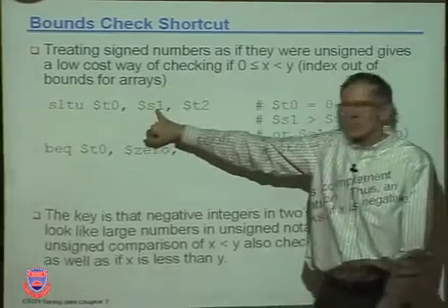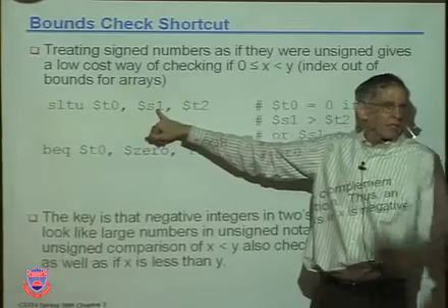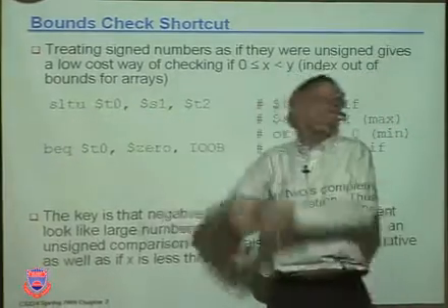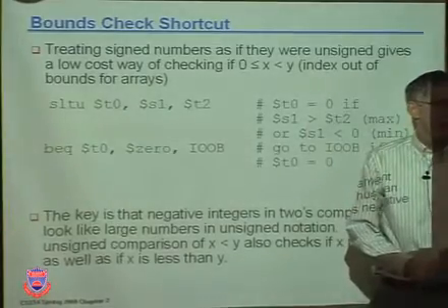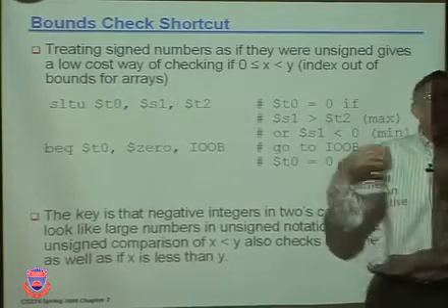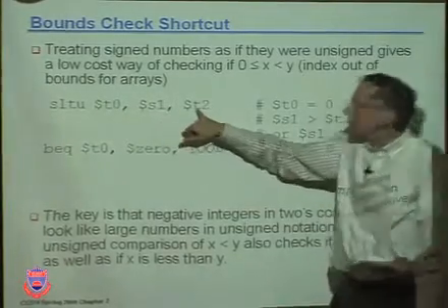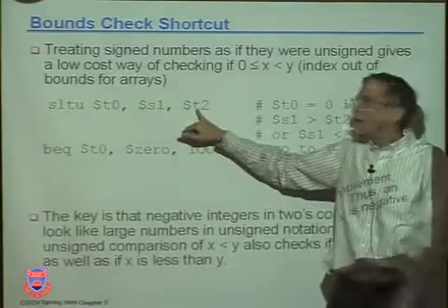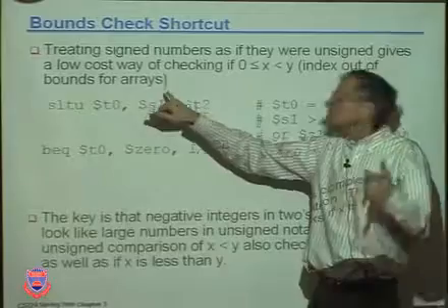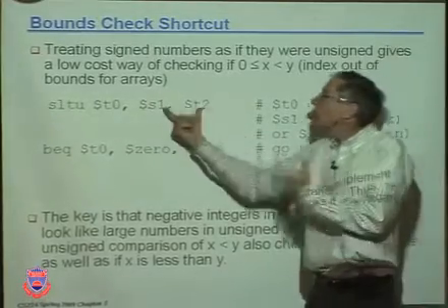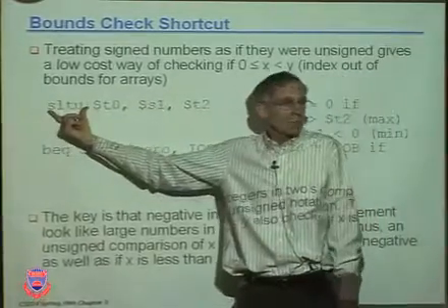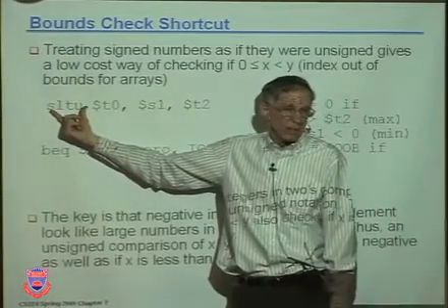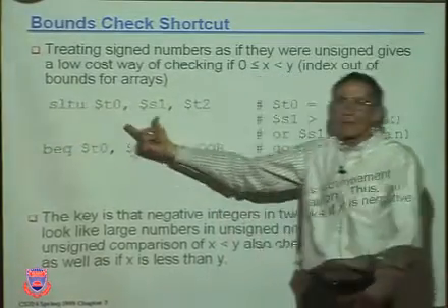Now, watch this. If this is a negative number, that means it begins with 1, and if we do an unsigned comparison, we think it's a very big positive number, don't we? I just showed that. What if it's not a very big positive number, but it just happens to be bigger than this? In either case, we want to go out of bounds. So if this is negative, or if this is bigger than this, it's going to look bigger than it in either case because I'm using unsigned comparison. So with one test, I'm killing two birds at the same time. Got it?